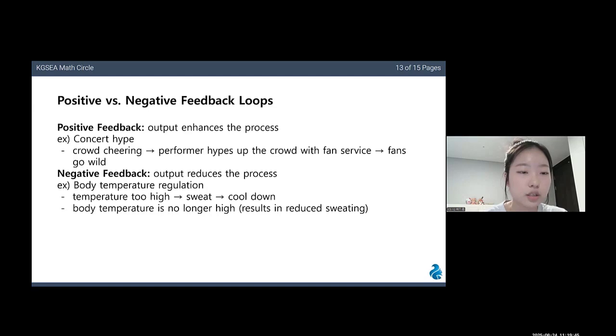Now we'll connect this to a bigger idea, which is feedback loops. A positive feedback loop means the output amplifies the process. For instance, in a concert, when fans cheer louder, the performer will give more energy, which eventually makes the fans go even louder. A negative feedback loop means the output reduces the process. Like when your body gets too hot, you sweat, which cools you down, and then you will stop sweating. These loops are really common in biology because they help systems stay balanced.